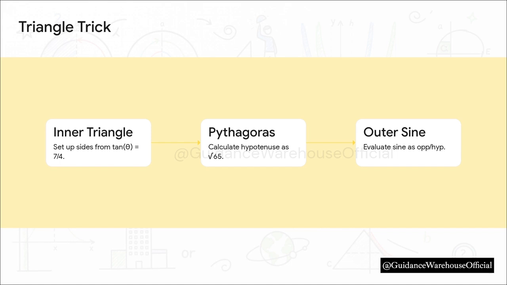Now, step 2. Use the good old Pythagorean theorem to find your missing hypotenuse. 4 squared plus 7 squared is 16 plus 49, which gives us 65. So the hypotenuse is the square root of 65. Now, step 3. The outer function just wants the sine of this triangle we just built. Sine is opposite over hypotenuse. So our final exact answer is simply 7 divided by the square root of 65. You took a really complex algebraic expression and made it incredibly easy just by sketching a basic triangle.